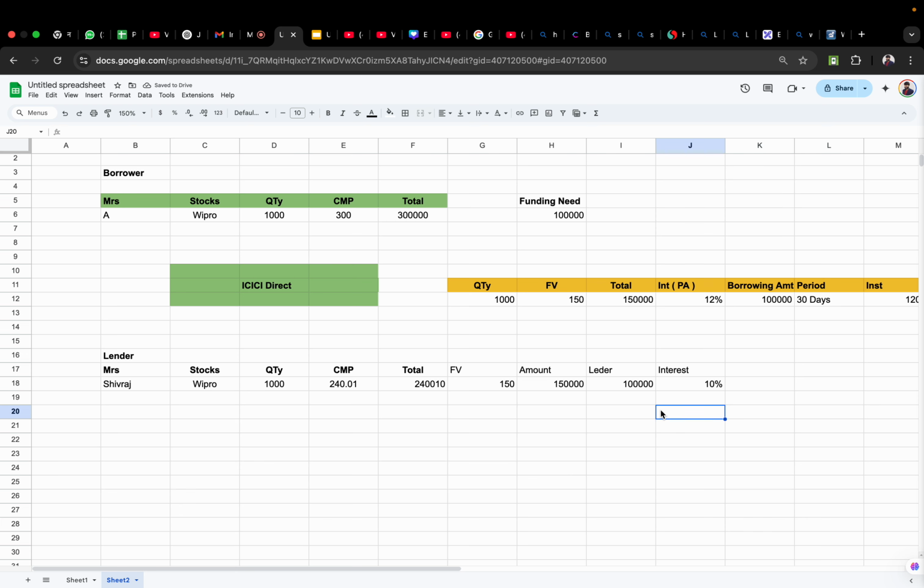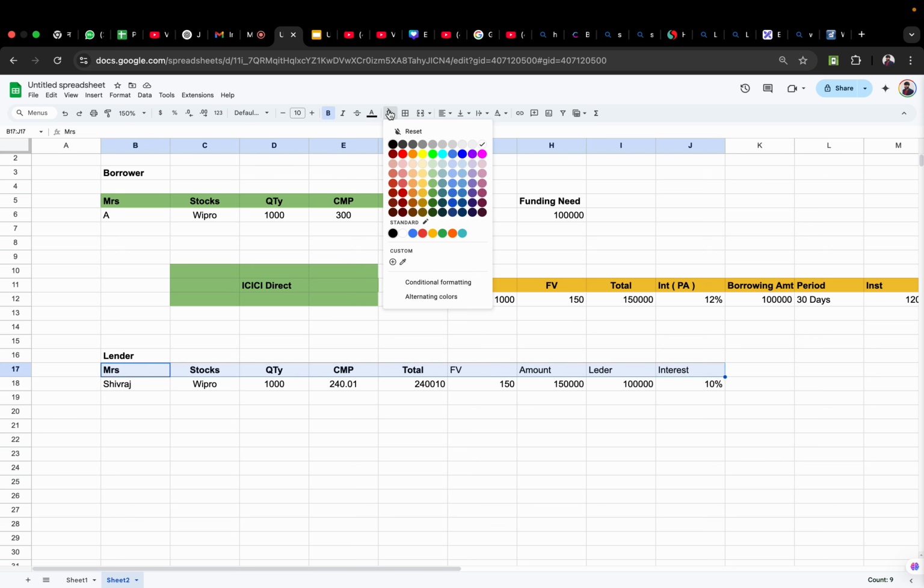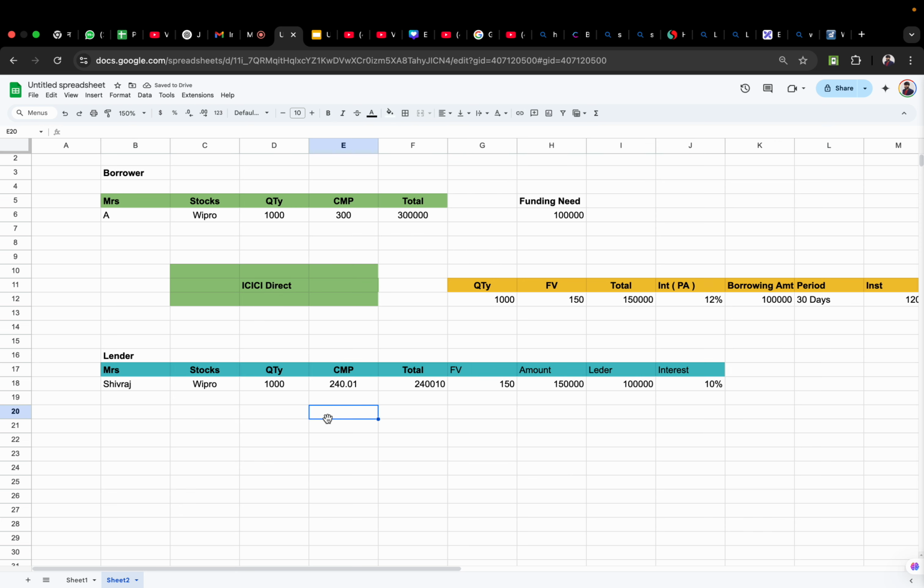Now ask me the question, why? Why will the broker ICICI Direct help Mr. A and Shivraj? Ask this question. See, the broker is an intermediary, and the broker will always try to make money out of it. Maybe the broker can charge commission fees, upfront fees, and apart from that the broker can try to generate income from the interest rates as well. How? I'll calculate that percentage as well.